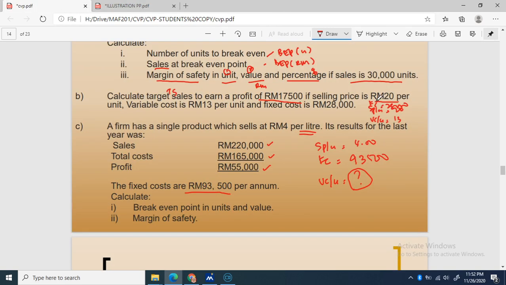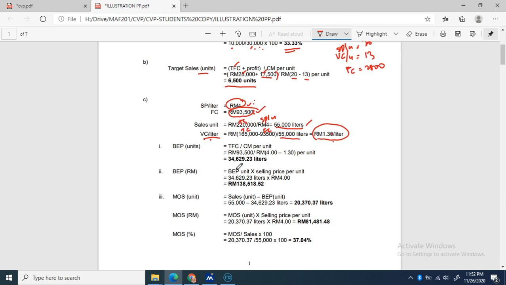How to get the BEP? If you refer to the question, you are required to calculate BEP in units and value and margin of safety. BEP in units is the total fixed cost 93,500 divided by contribution margin per unit, that means selling price 4 ringgit minus variable cost 1.3 per unit. So you get 34,629.23 liters. This is BEP in units. BEP in RM, we take BEP in units times the selling price, so you get BEP in RM 138,518.52.